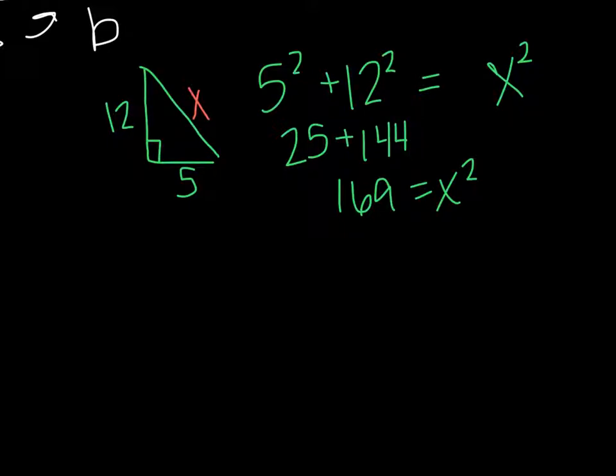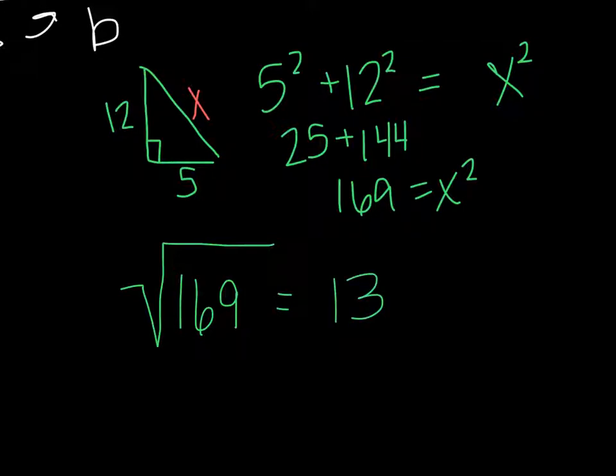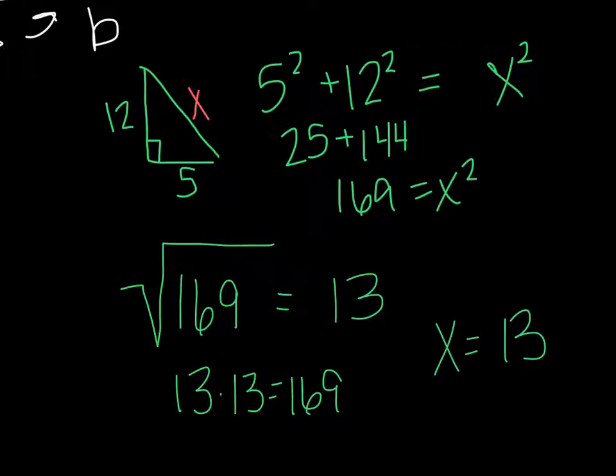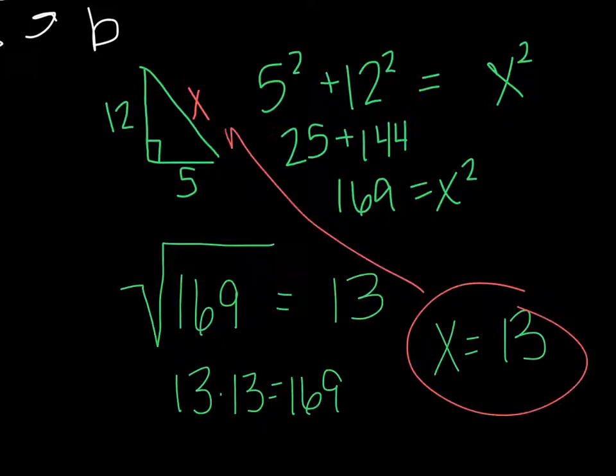You can either use some guess and check on your calculator, or there's this really cool function called a square root. And I can show you how to get it on your calculator or on your iPad calculator. You take the square root of 169, and it will give you the number 13, which means that 13 times 13 is equal to 169, which means x has to equal 13. So that is my third side, or my hypotenuse, right there.